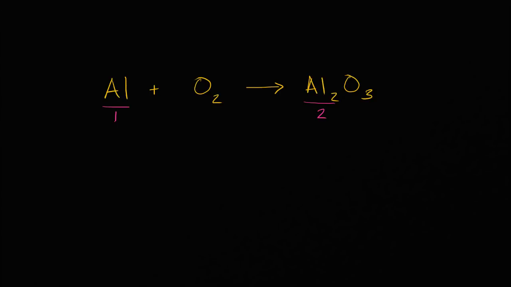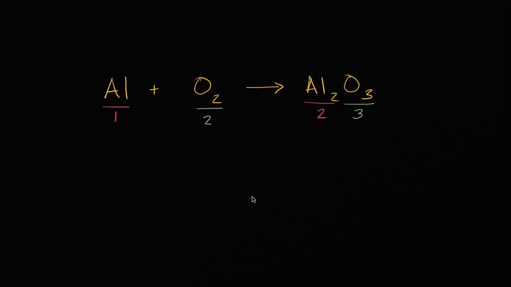And the same thing is true for the oxygens. Over here on the left-hand side, we have two oxygens. They form one dioxygen molecule, but that has two oxygen atoms. And then over here in the aluminum oxide molecule, we have three oxygen atoms. So once again, we can't just have miraculously an oxygen atom appear out of nowhere. So we have to balance the number of aluminums on both sides. This number and this number should be the same. And we have to balance the number of oxygens. This number and that number should be the same. So how do we do that?